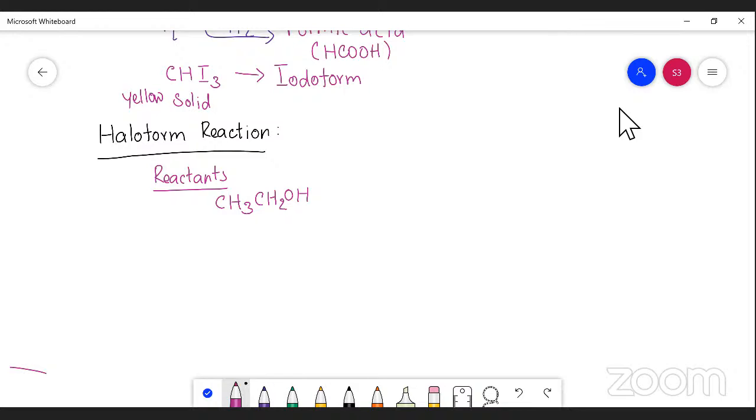You take one more compound, bleaching powder. So the reactants are ethyl alcohol and bleaching powder. You know the formula for bleaching powder? It is CaOCl2.